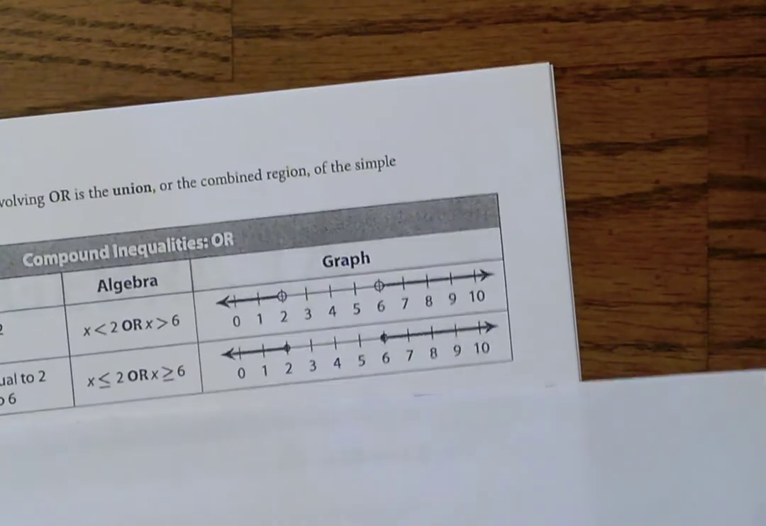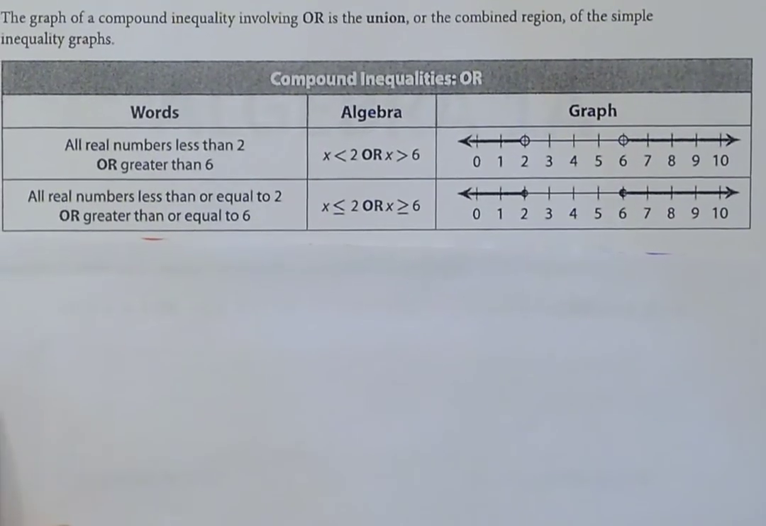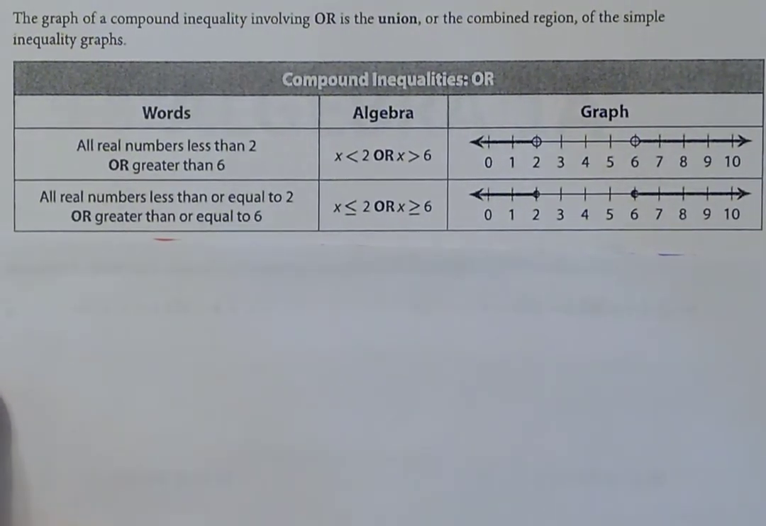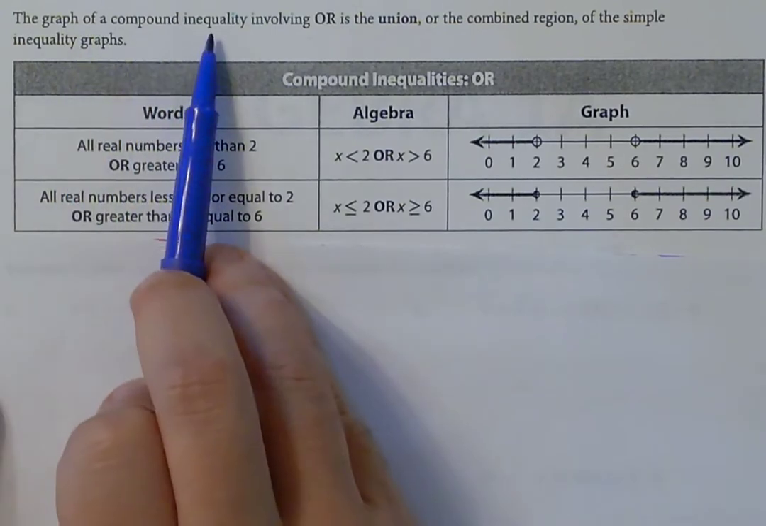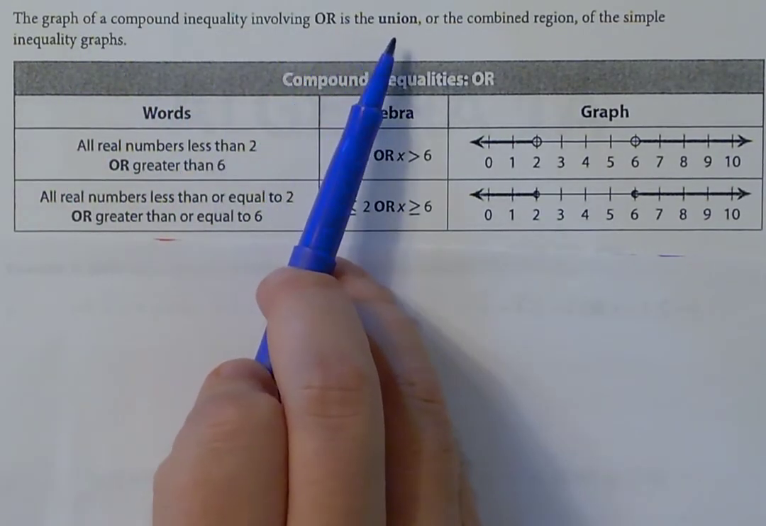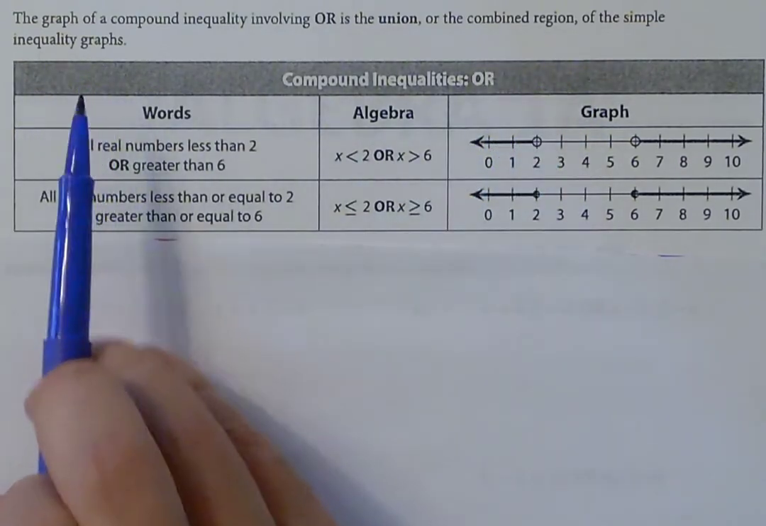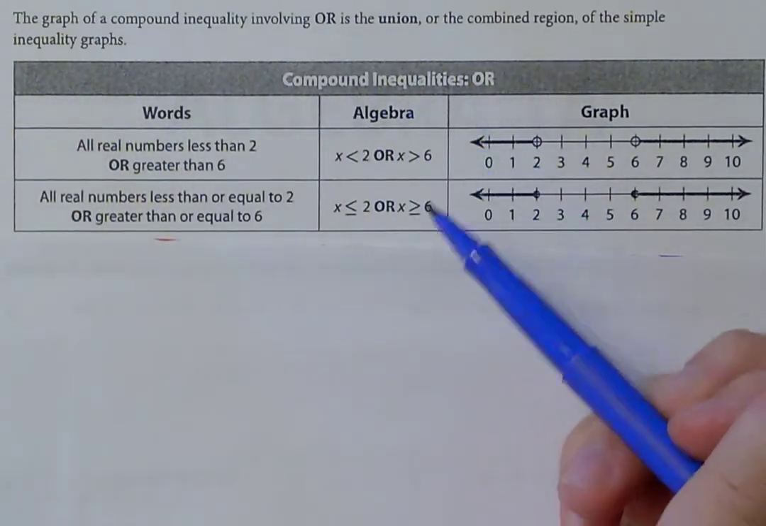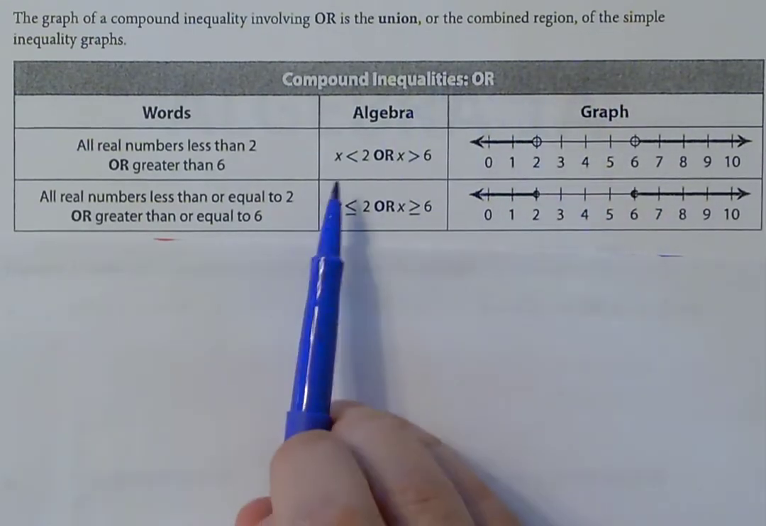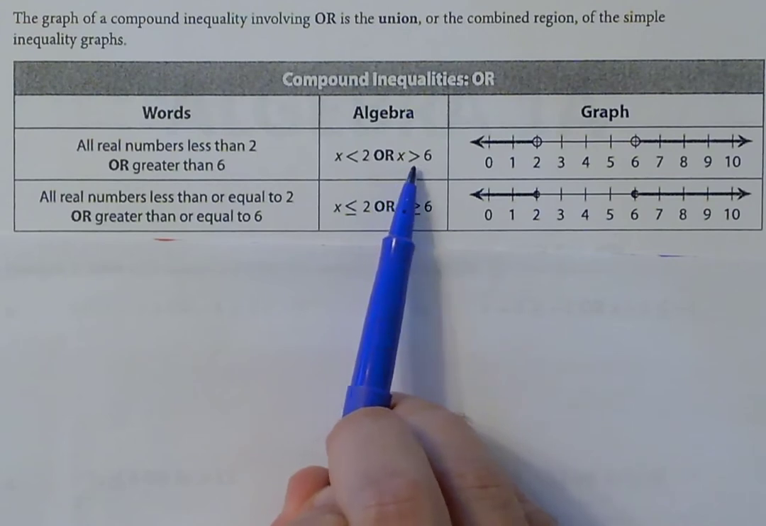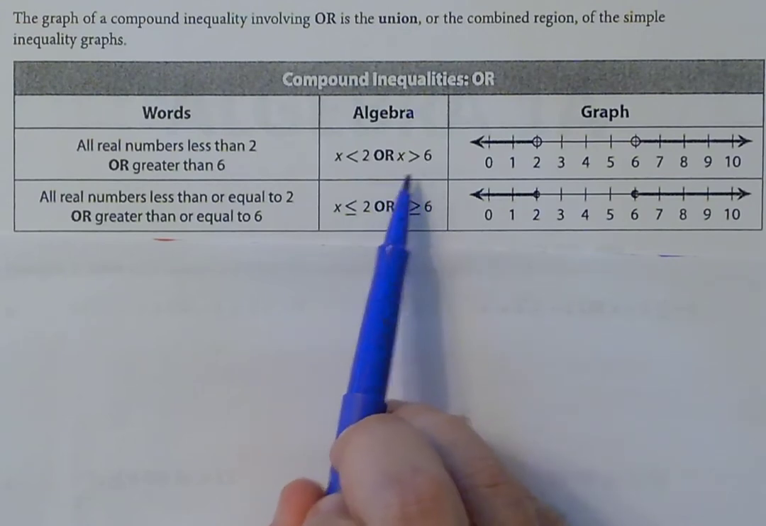Well, the beauty of or statements is they legitimately have the word or in the statement. So the graph of a compound inequality involving or is the union, or the combined region, of the simple inequality graphs. An example of an or statement would be x is less than 2 or x is greater than 6.